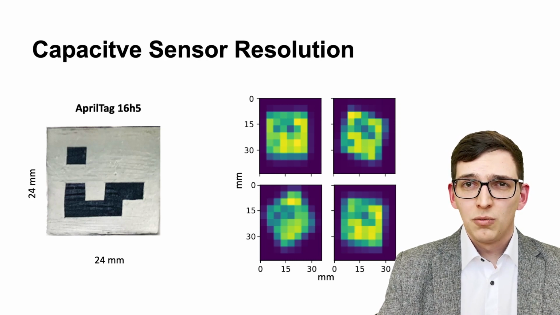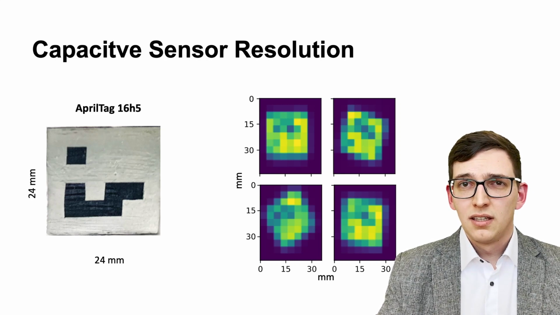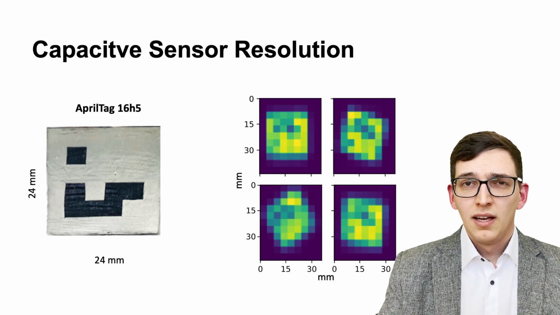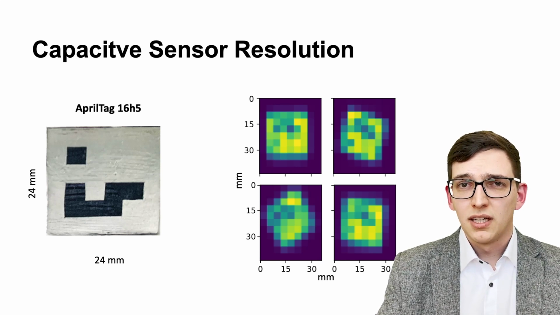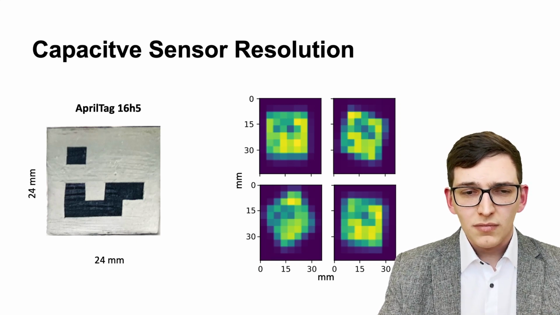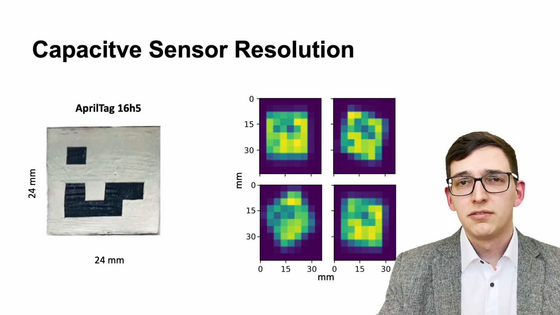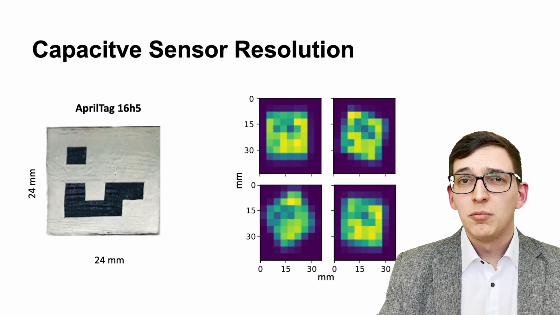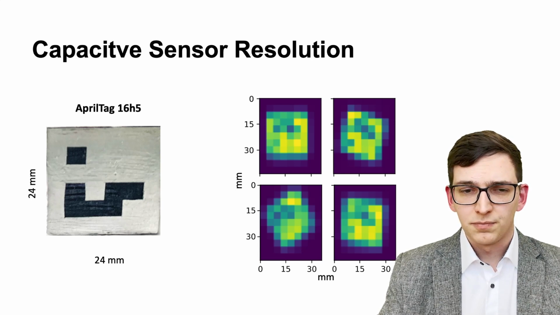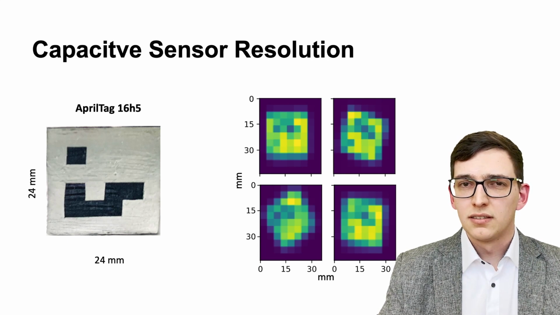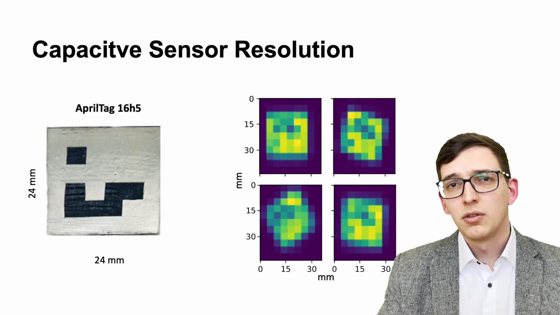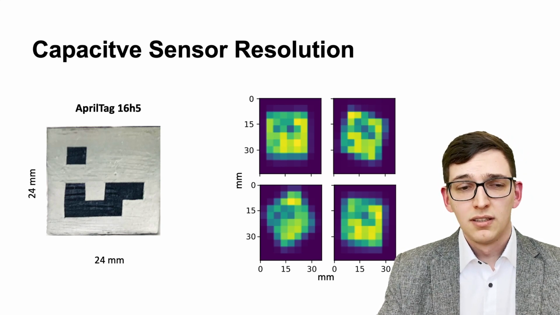For instance, one example here is this AprilTag with a size of 24 by 24 millimeters. You can understand this as the bottom side of a tangible user interface, which is placed on top of the touchscreen. As a result, we see here 4 different orientations and variations of the capacitive image that is produced by the tangible itself. Here it is pretty clear that information got lost between the tangible that is placed on the screen and the recorded data from the tangible.